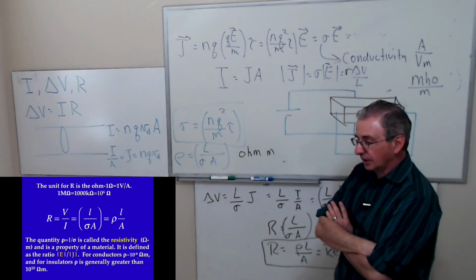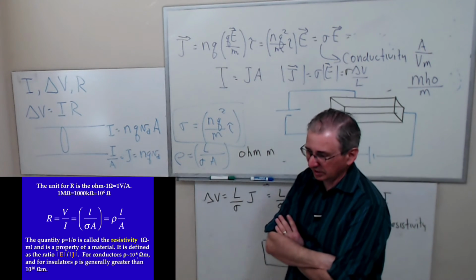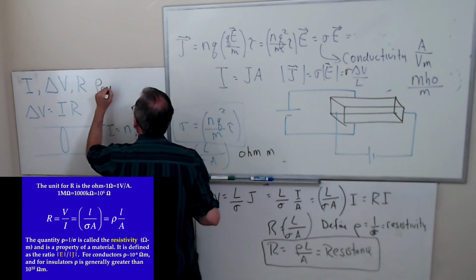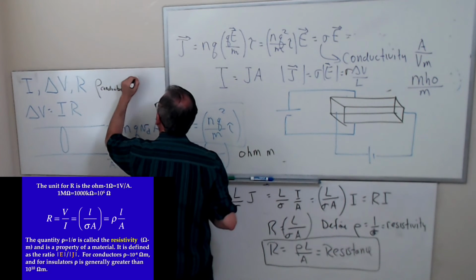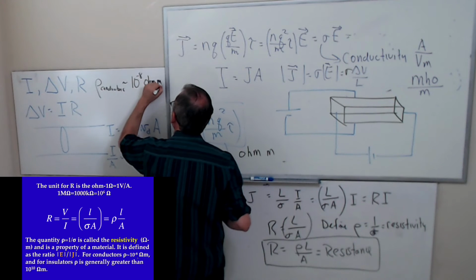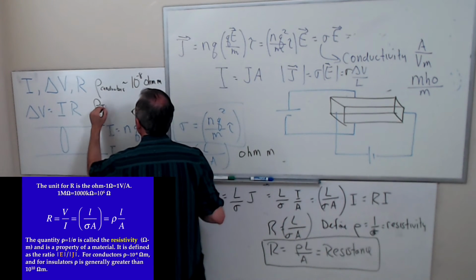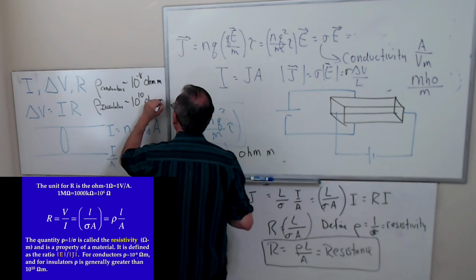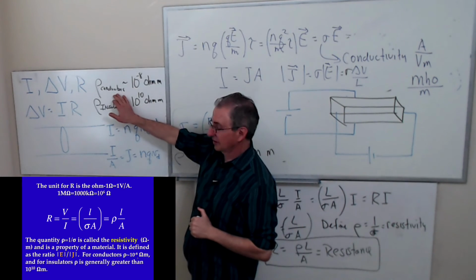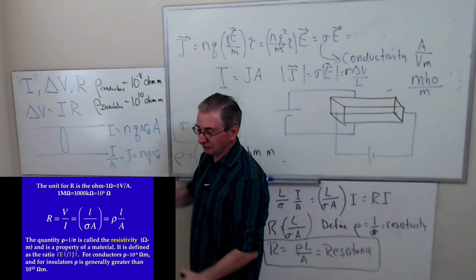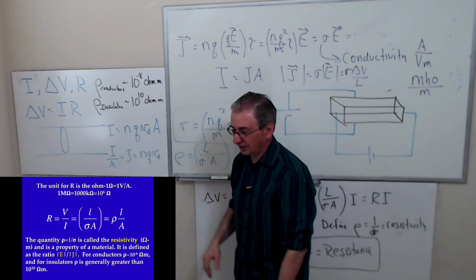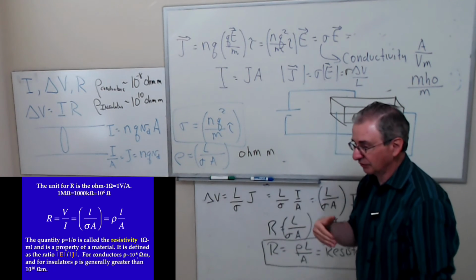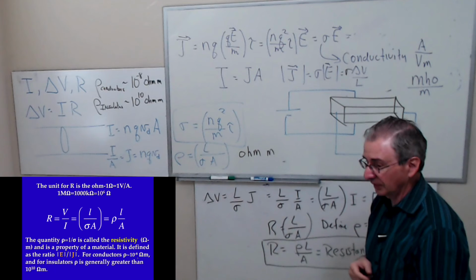For conductors, the resistivity is of the order of about 10 to the minus 8 ohm meters. And for insulators, for ideal conductors, this is zero. For ideal insulators, this is infinite. But that's a big number, right? 10 to the 10th. And the resistivity really is the ratio of E over J, the magnitude of E over the magnitude of J. That's really what it is. It's the reciprocal of sigma.